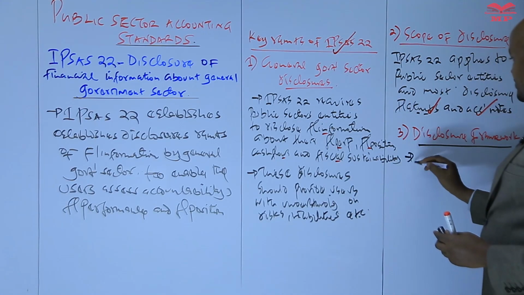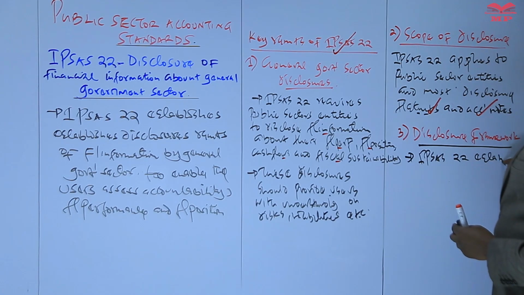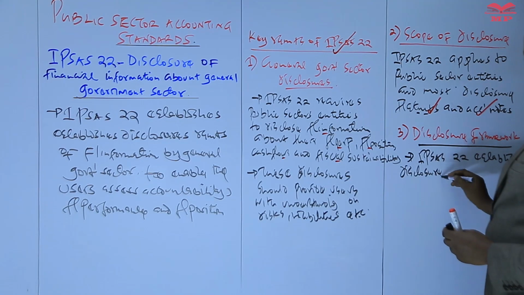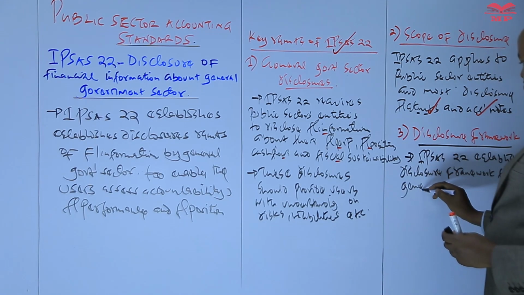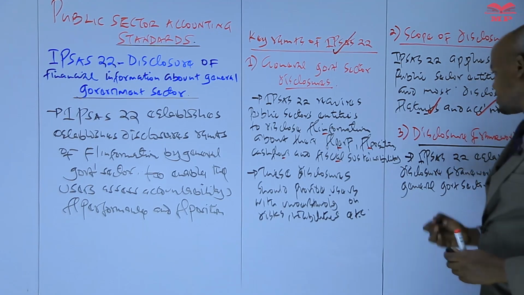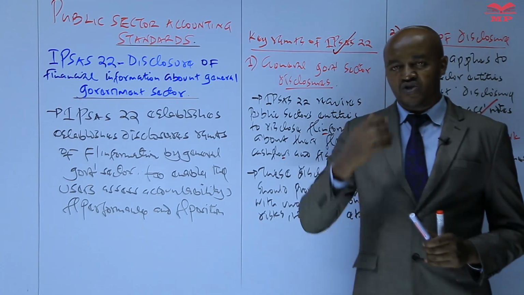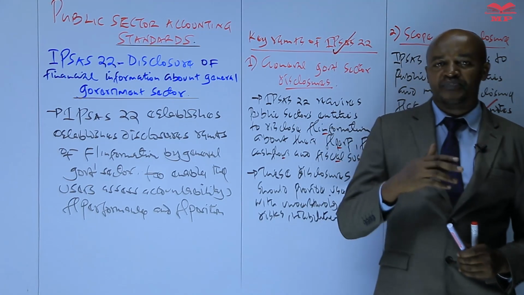So we can say IPSAS 22 establishes a disclosure framework for the general government sector. So it establishes a framework which governs the information to be disclosed by the general government sector.